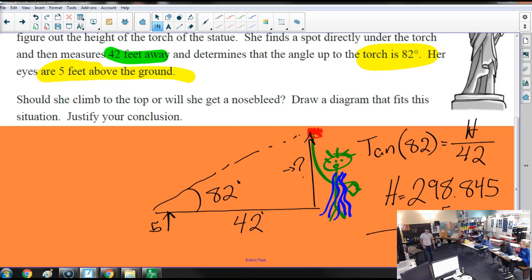So maybe if she climbs up the tower, it just stays like down like this. I don't know. Do you want to bleed all over the Statue of Liberty? Hey, that's up to you.